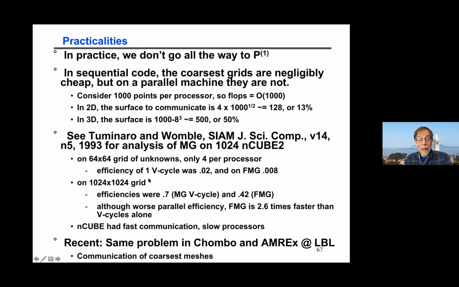But despite that, people have gotten big speedups in practice if the mesh is large enough and they don't go all the way down to the coarsest mesh. Here's some very old data where they got efficiencies of 0.42 and 0.7 for doing multigrid on an old parallel machine with 1,024 processors. People have been parallelizing this for a long time. And there are some active projects at LBL called Chombo and AMReX, where people have been continuing to optimize this.